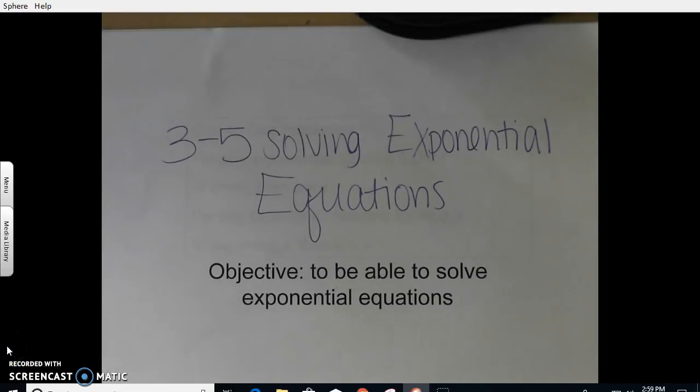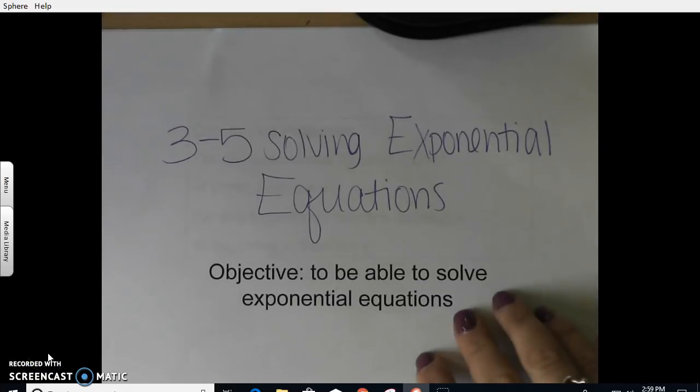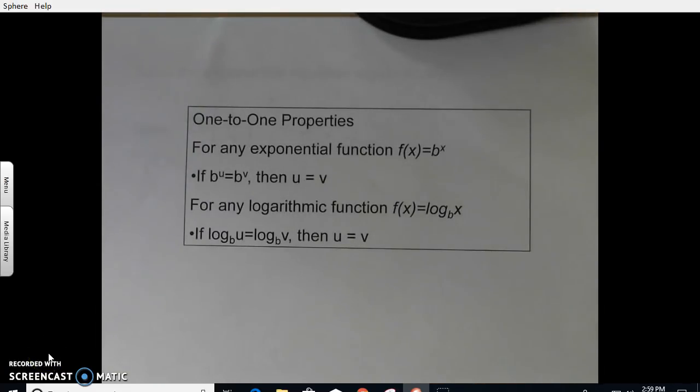Hey guys, today we're going to do 3-5 solving exponential equations. Your objective will be to be able to solve an exponential equation. First, we have one-to-one properties.